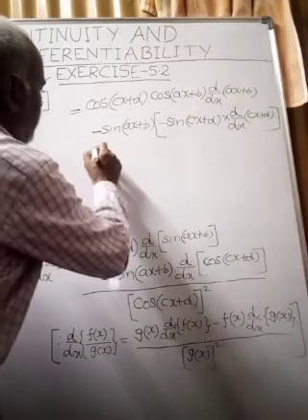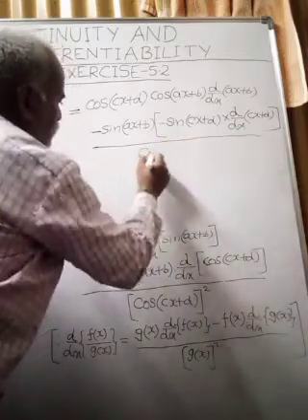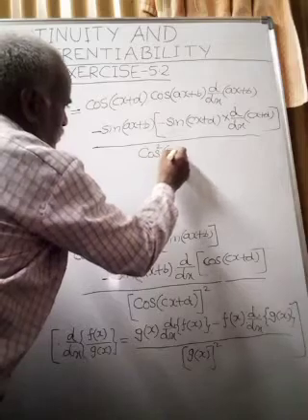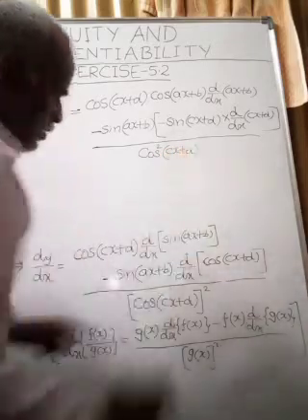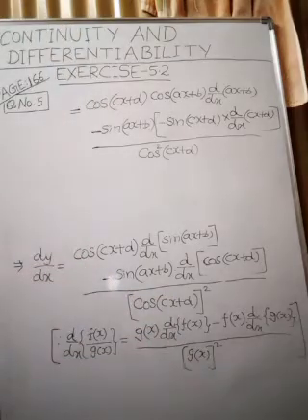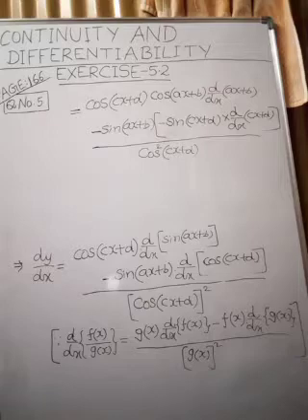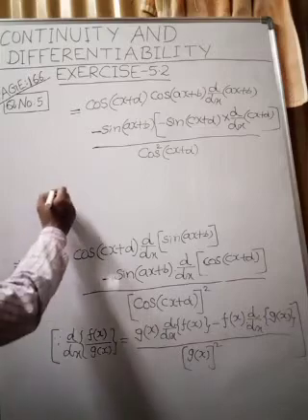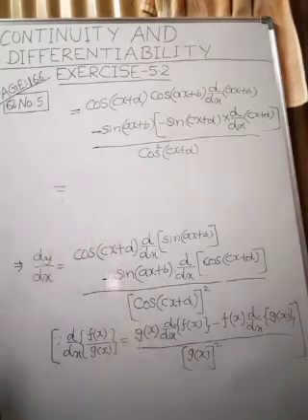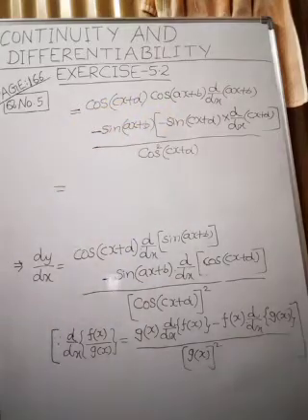Whole divided by cos of cx plus d whole square can be written as cos square of cx plus d. Understood this part, my dear children? In the denominator, this is equal to, we write this part as it is, cos of ax plus b into cos of cx plus d.